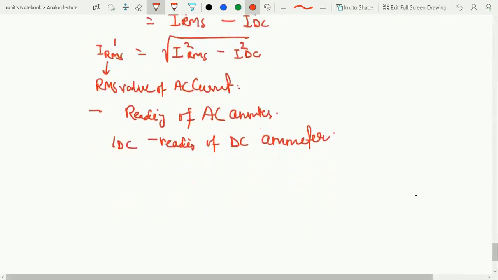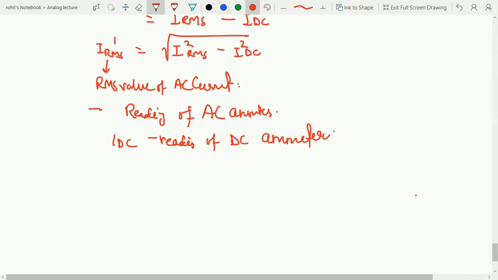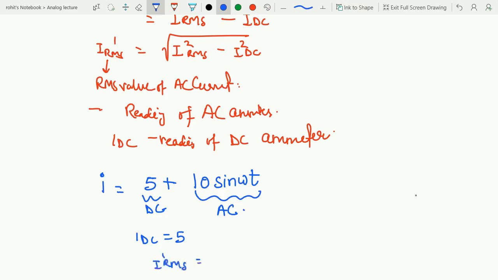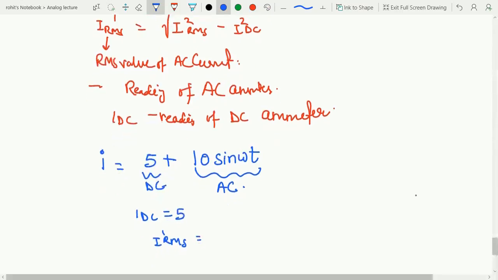So suppose we have I is equal to 5 plus 10 sin omega t. So this is your DC component and this is an AC component. So what will be IDC? IDC will be 5, and what will be the I dash RMS? It will be Im by root 2. So 10 upon root 2, it will be 5 root 2.